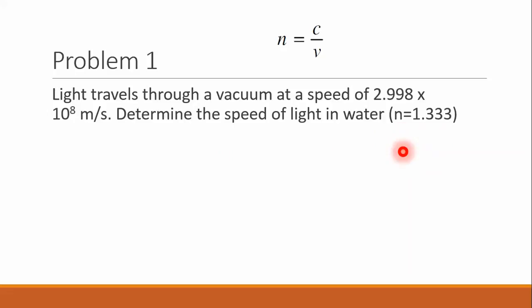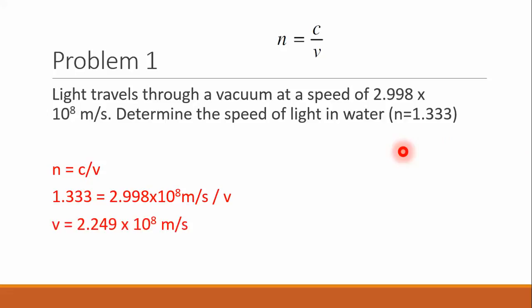So we set up our equation. We know n and we know c, and we're going to find v. So we put in our value for n, which is 1.333, our value for the speed of light in a vacuum, and we're going to rearrange it and solve for v, and we get that the speed of light in water is 2.249 times 10 to the 8th meters per second. This is less than the speed of light in a vacuum, which is what we expect, and that's your answer.